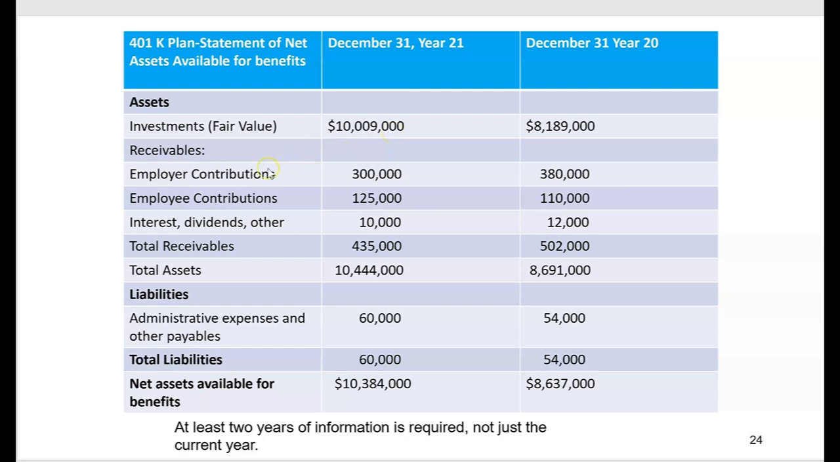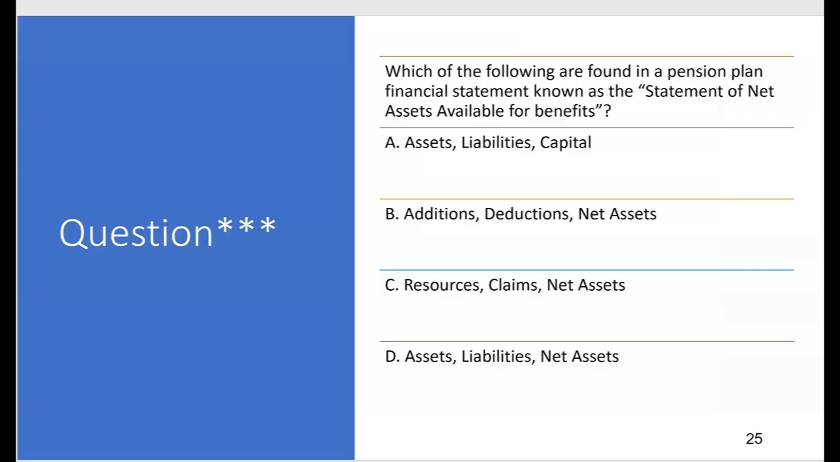The receivables include employer contributions, employee contributions, interest and dividends, and then there's the total assets. Then what are the liabilities? Administrative expenses and other payables, and then you have the net assets available for benefits. Notice at least 2 years of information is required, not just the current year, but the current year and the prior year. So what could they ask you here?